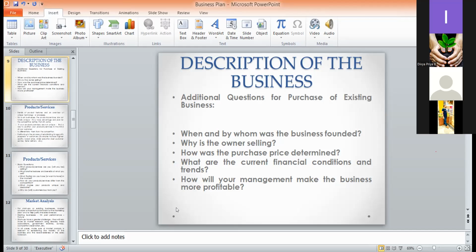You have to think from all corners. How is the purchase price fixed for your product, and how did they calculate to reach the business price? And what are the current financial conditions and trends? Is the company under debt? All that you have to analyze. And what was the trend? If you bring the right changes in the existing product, or reduce the number of persons employed in an organization, that is resizing or downsizing, will it be beneficial for the company to earn profit in the near future? All that you have to check. And how will your management make the business more profitable? What strategy was used by the existing people in order to remain successful, and what kind of strategy are you going to implement to make the business successful?